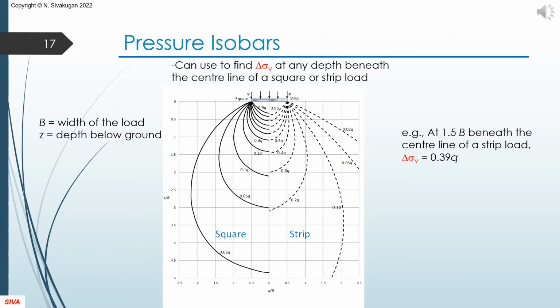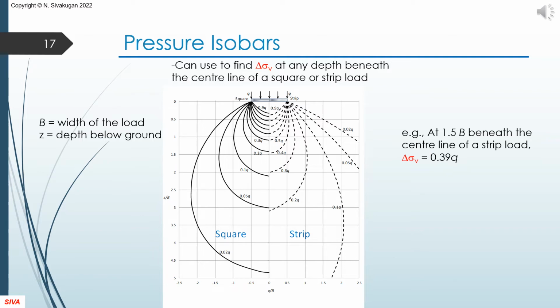When a uniform pressure of Q is applied at the ground level, we can locate the points where the stress increase is, say, 0.6 Q. Connect the points and draw the contour as an isobar for 0.6 Q. Here, we have drawn the isobars for 0.1 to 0.9 Q. The left half is for square and the right half is for strip.